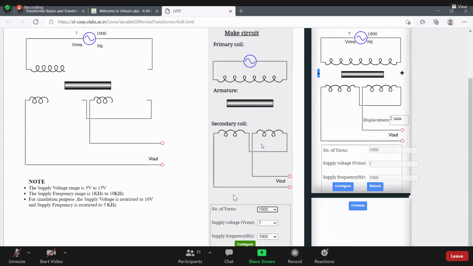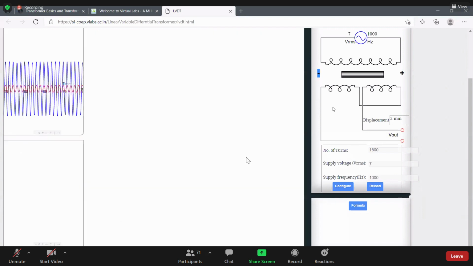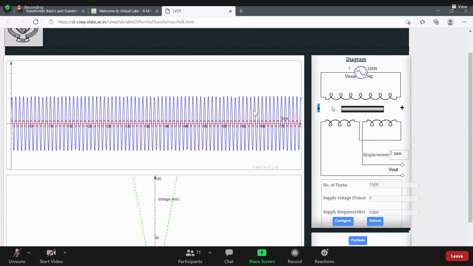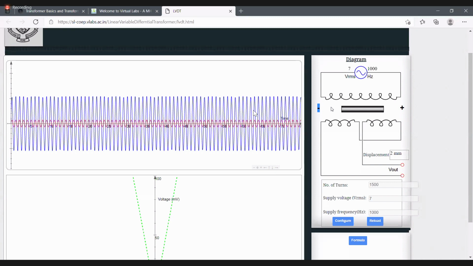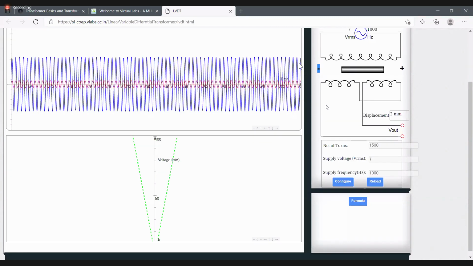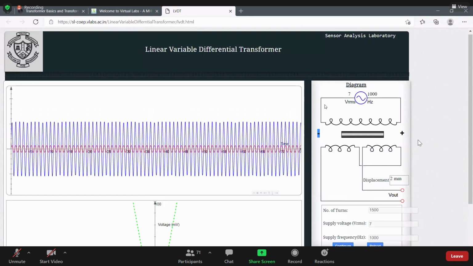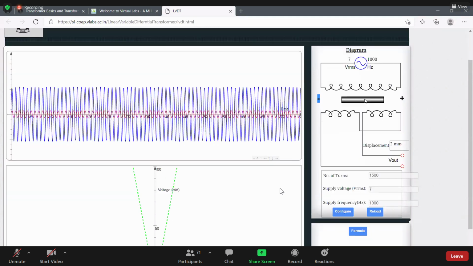Students, tomorrow in this experiment, we have to practice 10 images with 10 different specifications. One image with 1000 turns, 5 volts, and 1000 frequency. The next image, you can change either turns or voltage or frequency, like that. So in those, you can upload 10 images. Many of the students are not uploading. I am putting the last date. If you upload after the last date, I will cut marks. So within that time, you have to upload images.